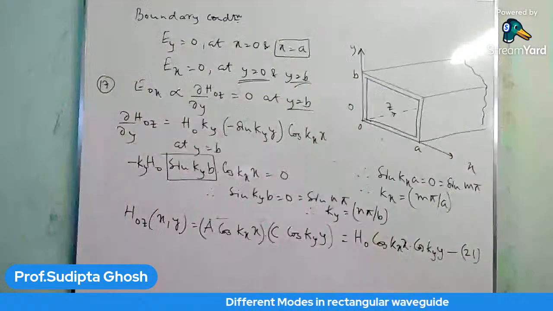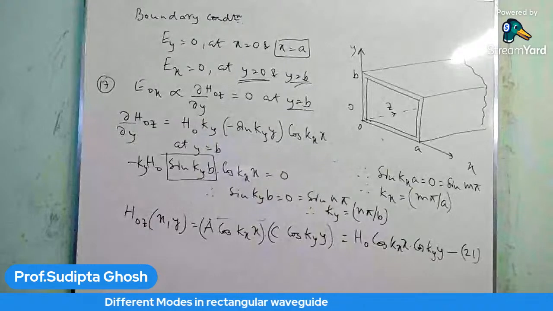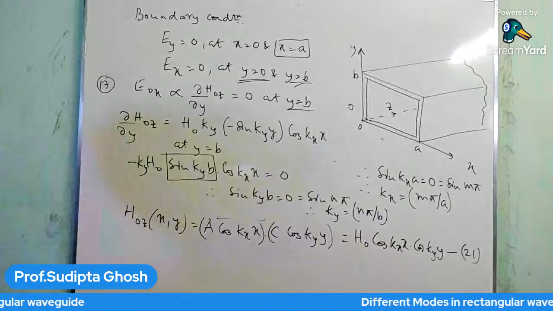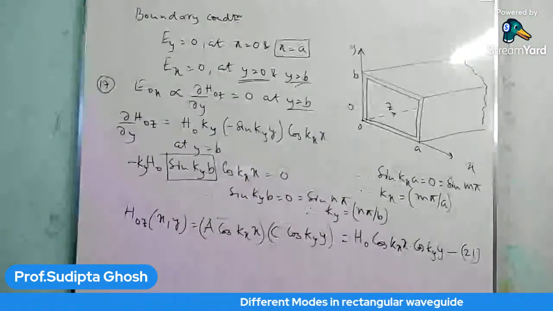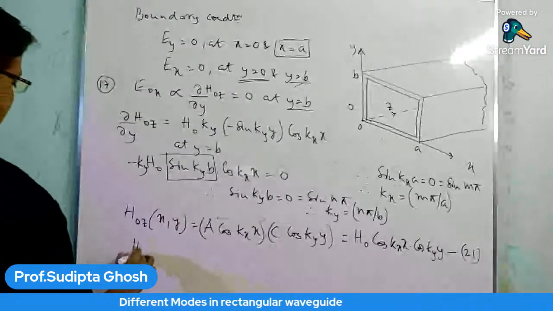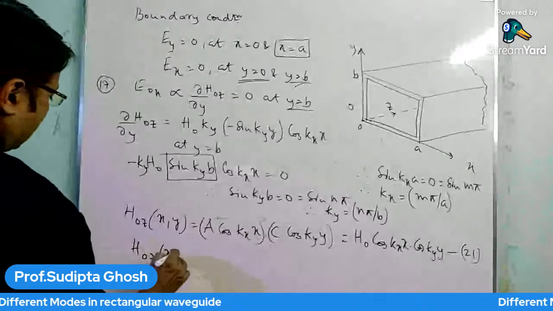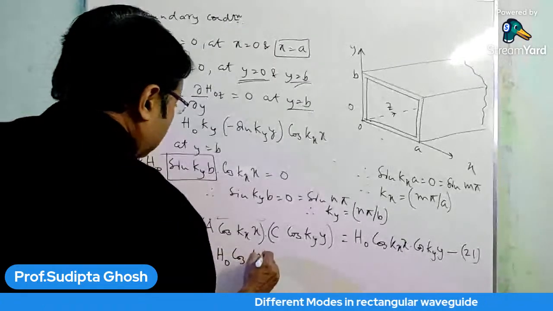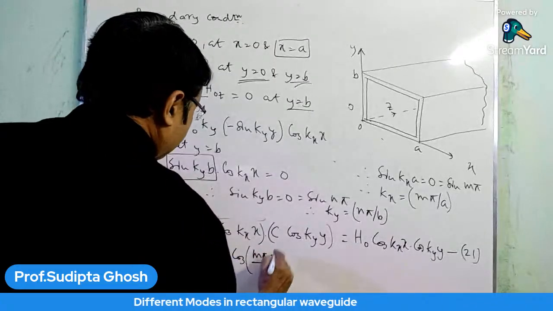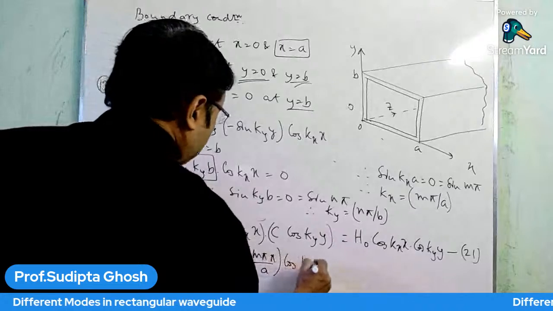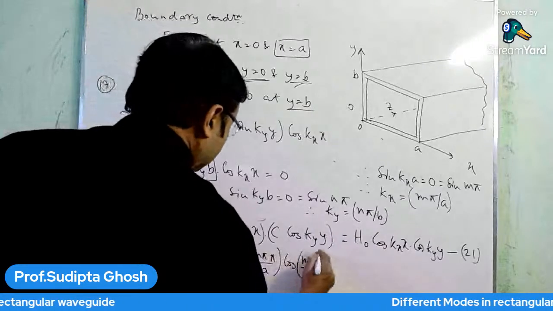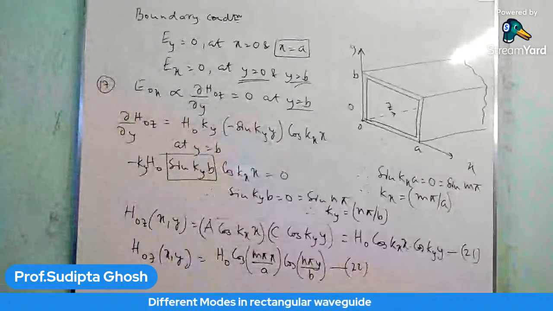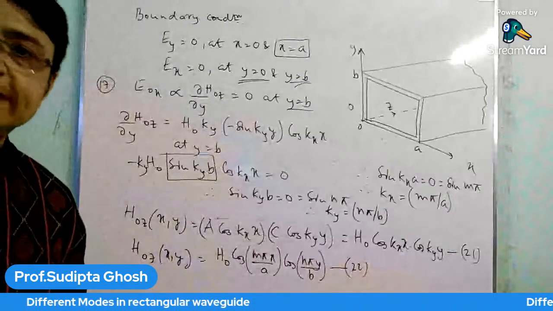So we have these two values. Find out kx and ky just by putting these two values of kx and ky in equation number 21, we have HOZ XY equals H0 cos m pi x by A into cos n pi y by B. Right? So this is the solution of equation number 20.